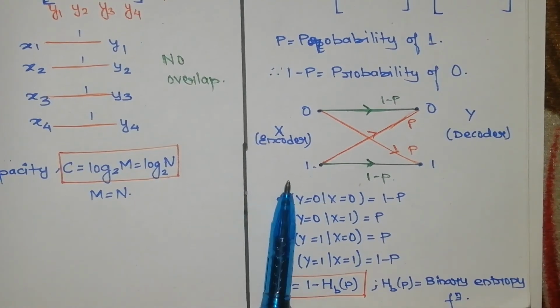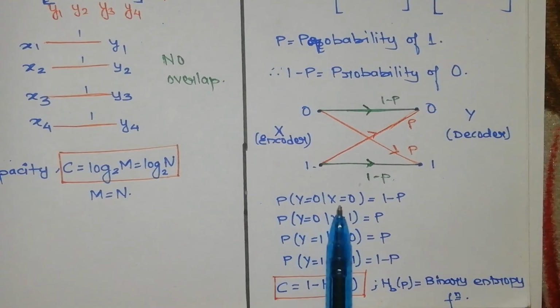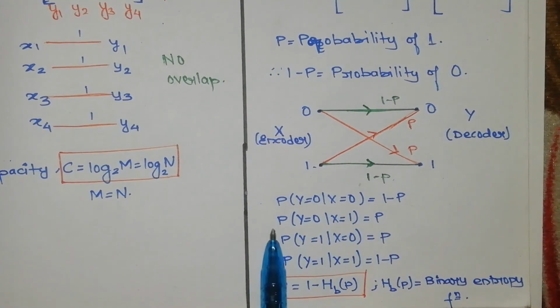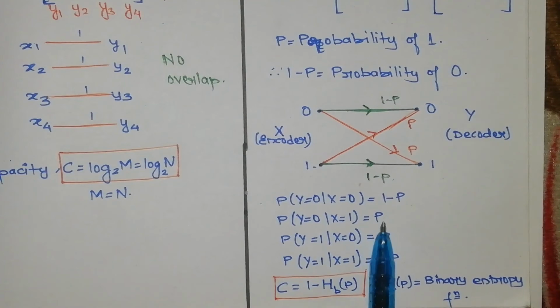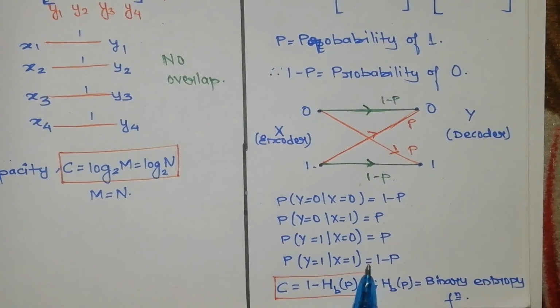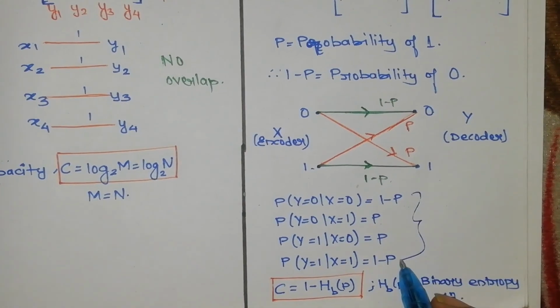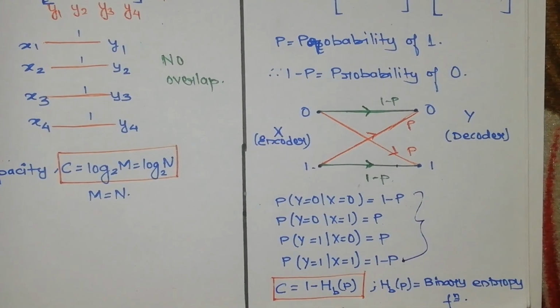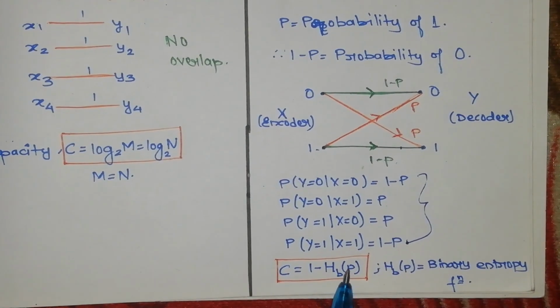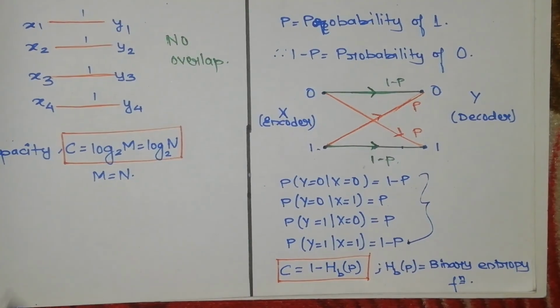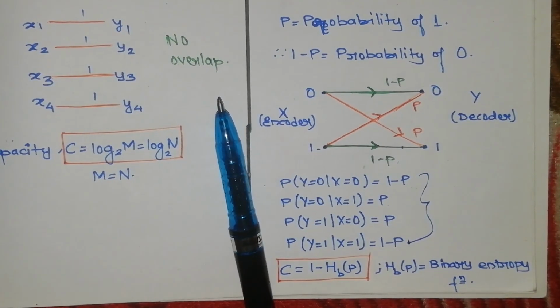We can define this channel as P(y=0|x=0) equals 1 minus P, P(y=0|x=1) equals P, P(y=1|x=0) equals P, and P(y=1|x=1) equals 1 minus P. So this is the definition of the BSC. Here the capacity of the channel will be 1 minus H_B(P), where H_B(P) is the binary entropy function. So this was the basic concept of the channel modeling and the channel capacity.